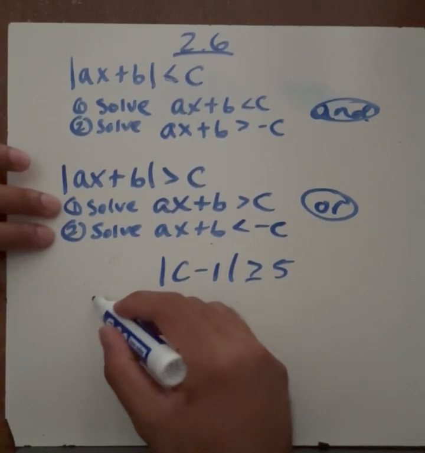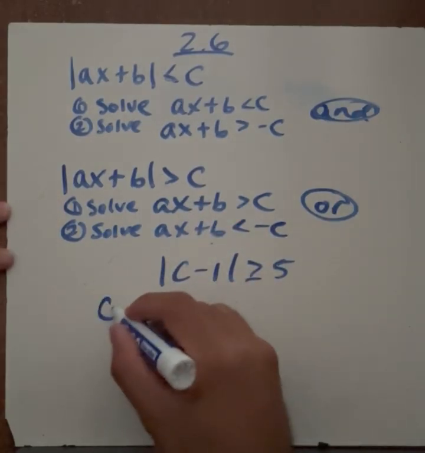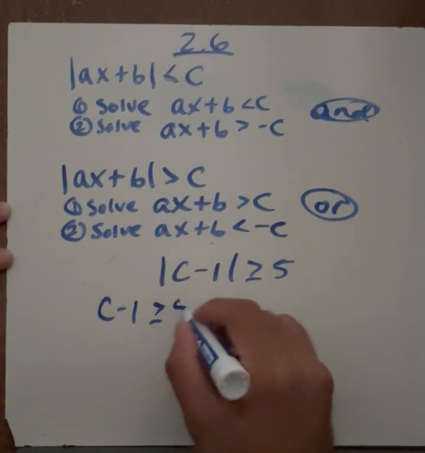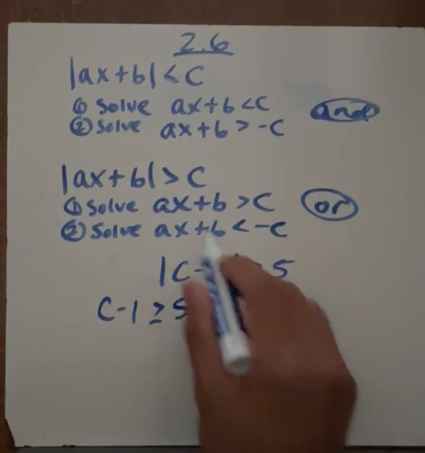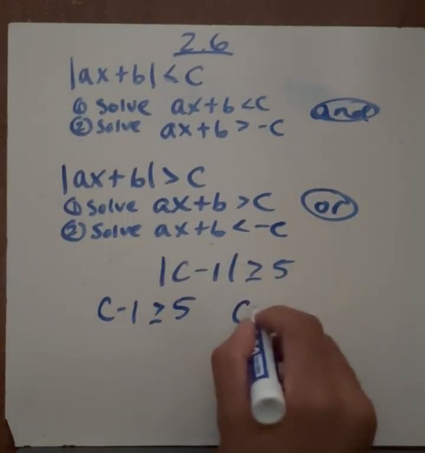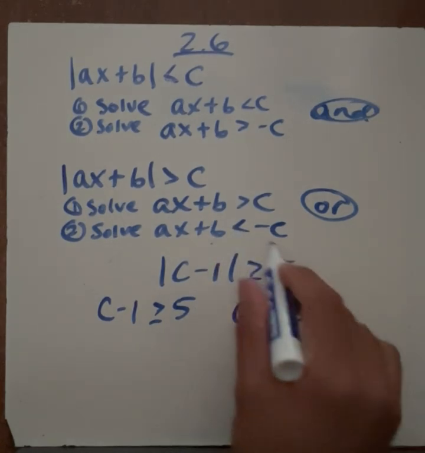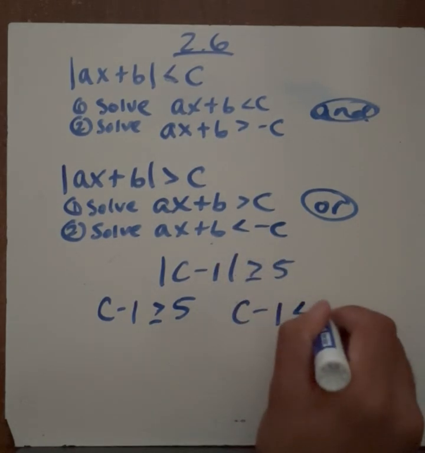We're going to solve ax plus b is greater than c, exactly the way it looks. So c minus 1 is greater than or equal to 5. We're going to solve that. We're also going to solve the ax plus b, which is the inside of your absolute value, so c minus 1. Flip the sign, and flip the number, so it should become -5.